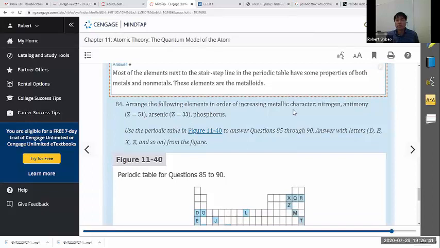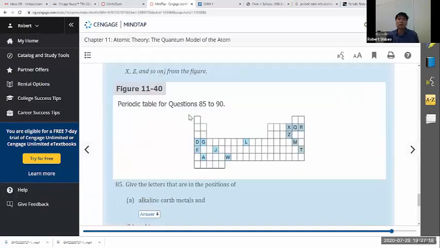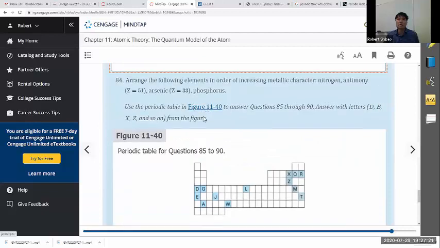Arrange the following elements in order of increasing metallic character: nitrogen, antimony, arsenic, phosphorus. So we look at nitrogen, antimony, phosphorus, and arsenic. Nitrogen versus antimony. Antimony is more metallic. The lower down you go, the more metallic. The further left you go. Phosphorus, antimony is more. So antimony is the most, then arsenic, then phosphorus, and nitrogen. Oh, I guess the answer is not there.